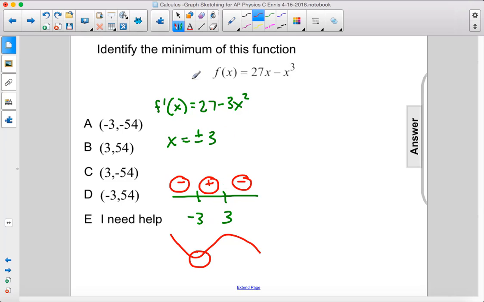So all we have to do to calculate the full coordinate is plug in negative 3 into our original equation, like this, 27 times negative 3 minus negative 3 to the third power, and that equals negative 54. So our answer is A.